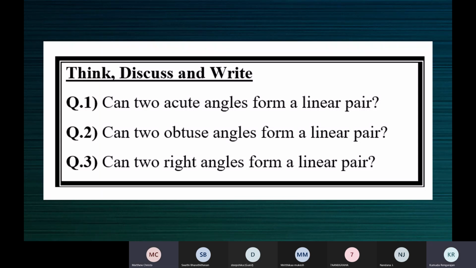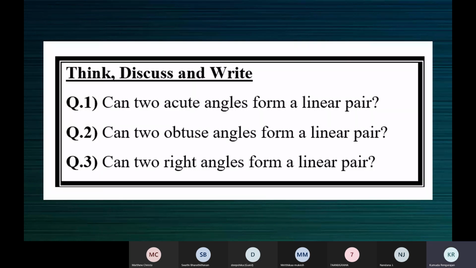Ma'am, 110 degrees and 10 degrees? Ma'am, 110 and 170 degrees? 110 and 170, yeah? No, ma'am, 70. 110 is an obtuse angle, 70 is an acute angle. Okay. Or it can be 150 degrees and 30 degrees. 150 degrees is an obtuse angle. 30 degrees is an acute angle. So an obtuse angle plus an acute angle can form a linear pair.